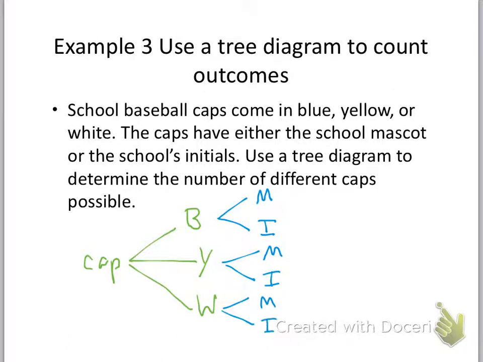So I could have a blue cap with a mascot, a blue cap with the initials, a yellow cap with the mascot, a yellow cap with the initials, a white cap with the mascot, or a white cap with the initials. And that means that there are 6 possible hats.